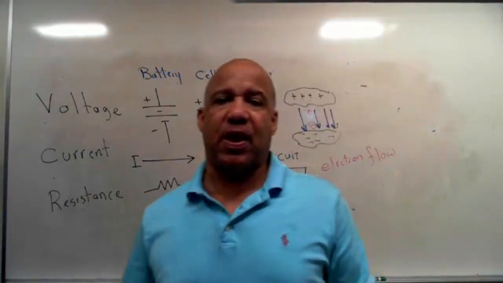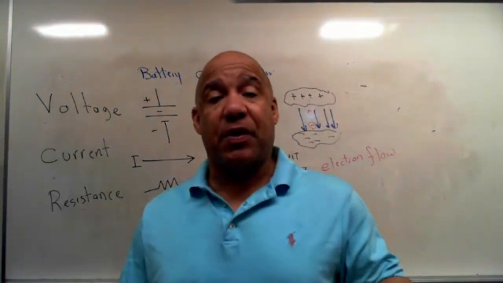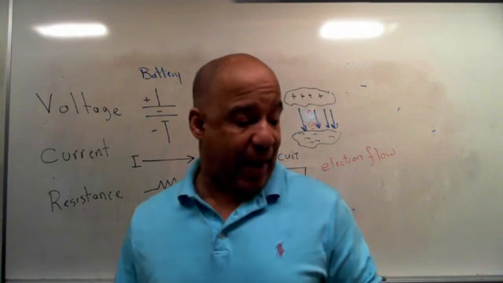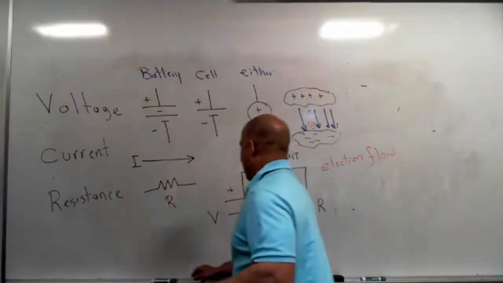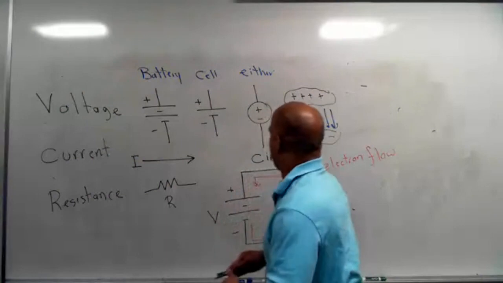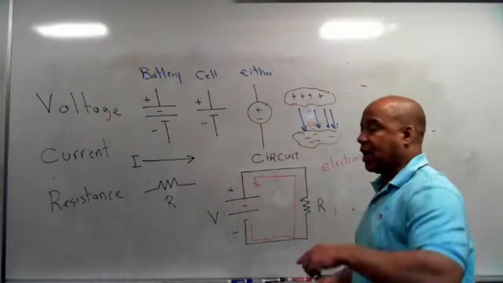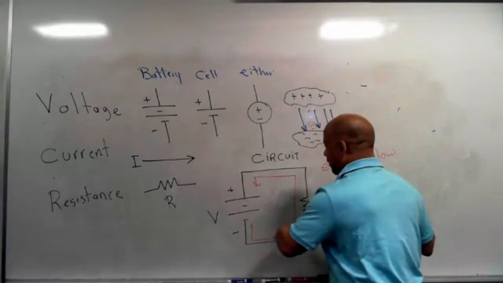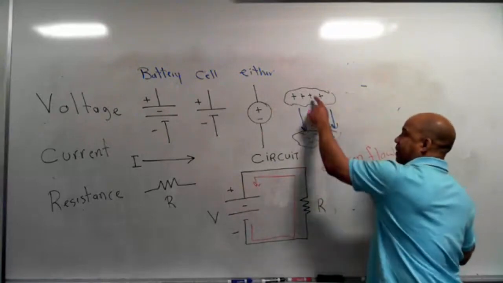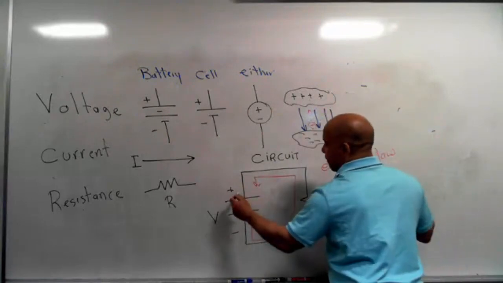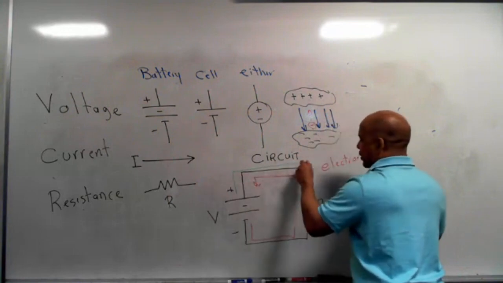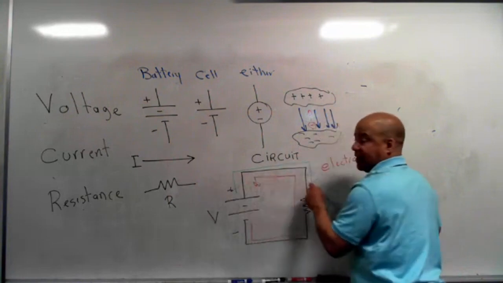Well, you're probably not going to like this, but we make up another type of current flow. We don't follow the actual path that the electrons take. We assume that the current goes the other way. Even though we know they go from negative to positive, we act as if the current is actually going this way, from positive to negative.